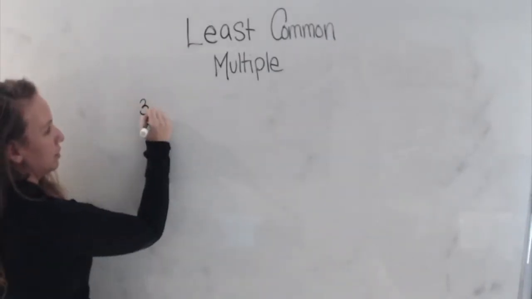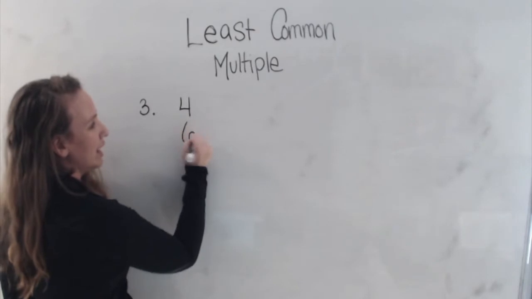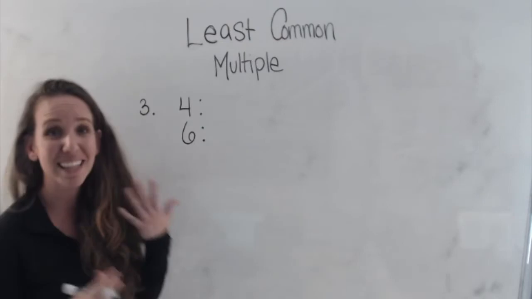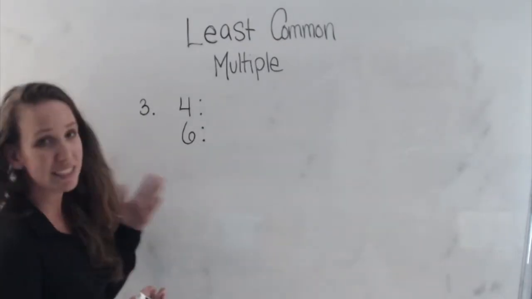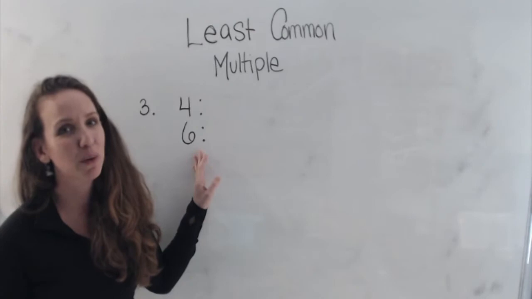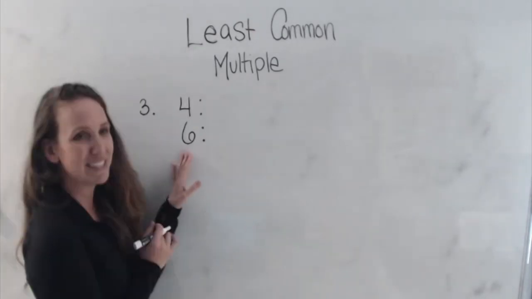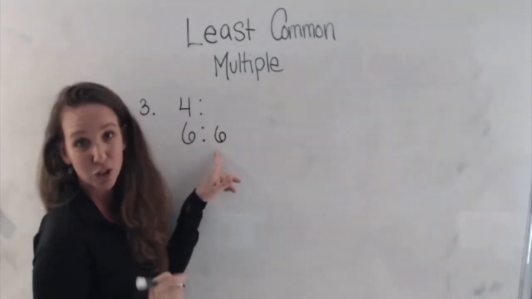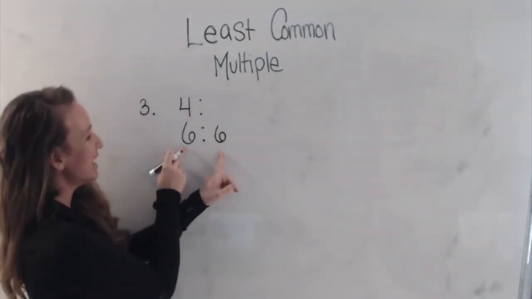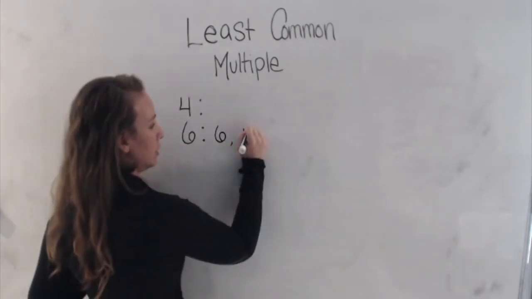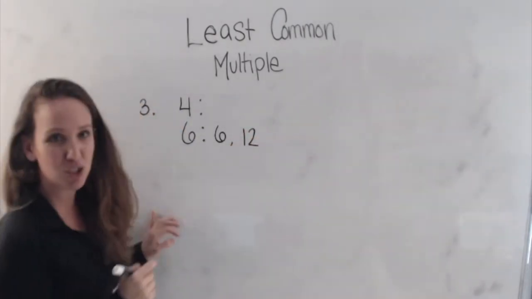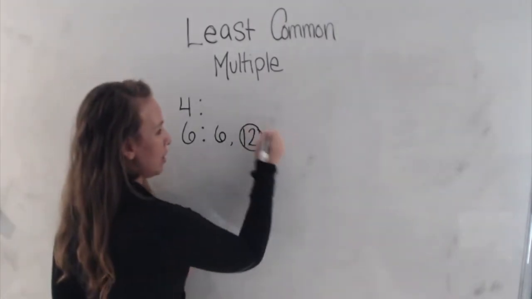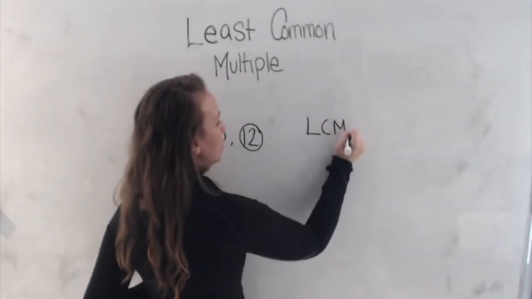Number 3. How about between 4 and 6? So, what is the least common multiple between both of these numbers? Remember, we're going to start with the bigger one and go through our number sets. What is 6 times 1? 6. Does 4 go into 6? No. Not perfectly, at least. How about, what's 6 times 2? 12. Does 4 go into 12? Yes, because 4 times 3 is 12. So we can stop there and write that my least common multiple is 12.